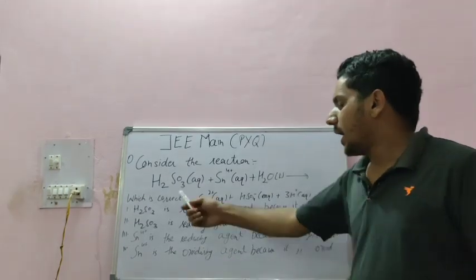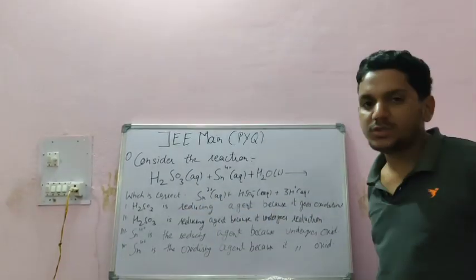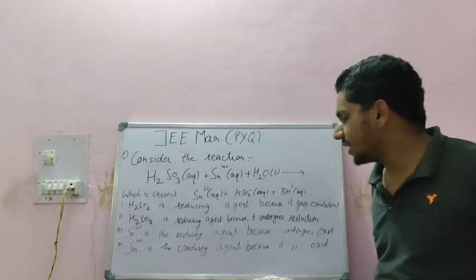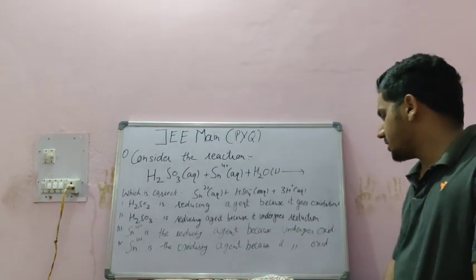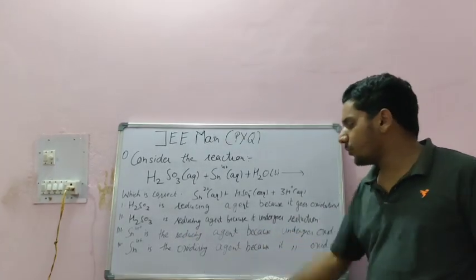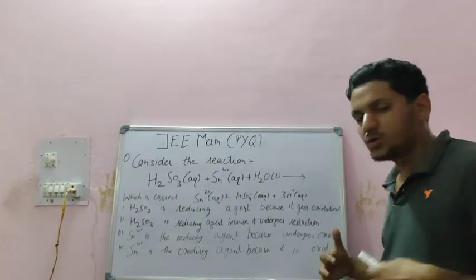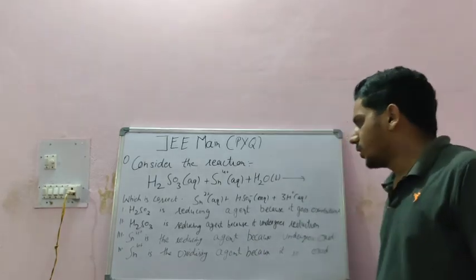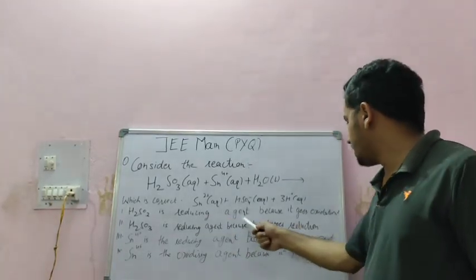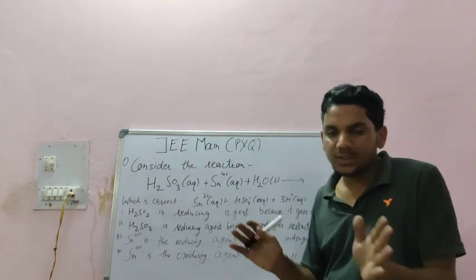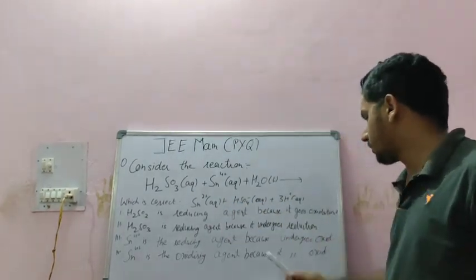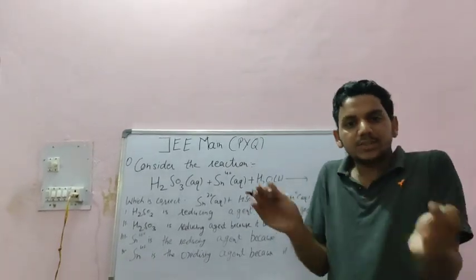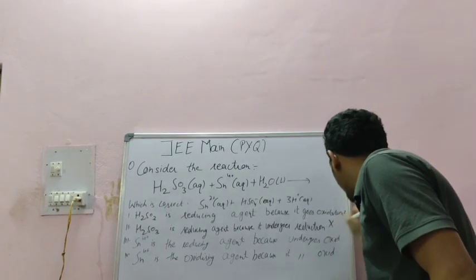The first one: H2SO3 is a reducing agent because it undergoes oxidation. Second: H2SO3 is a reducing agent because it undergoes reduction. Third: Sn4 positive is a reducing agent because it undergoes oxidation. Fourth: Sn4 positive is an oxidizing agent because it undergoes oxidation. As I already discussed, using the hit and trial method, let us eliminate. H2SO3 is a reducing agent that undergoes oxidation. As you know, reducing agents undergo oxidation, so that is right, but a reducing agent that undergoes reduction is false, because reducing agents undergo oxidation.